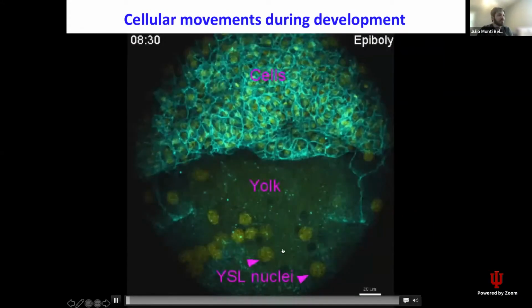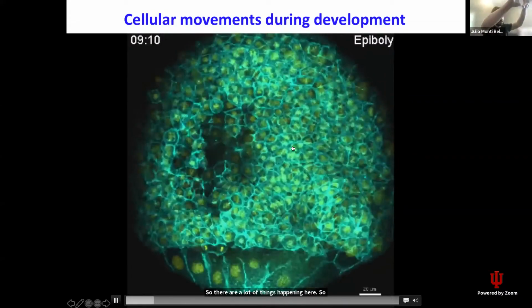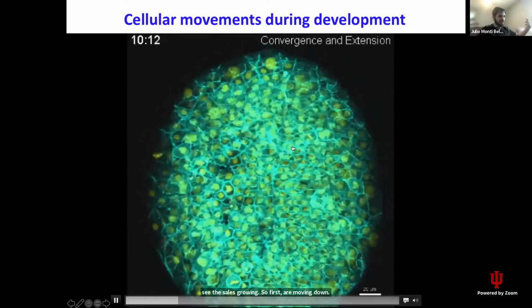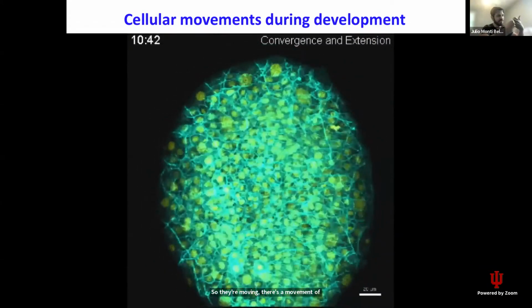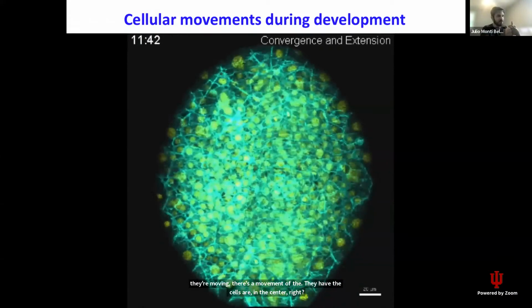Okay, so there are a lot of things happening here. So first, you see the cells growing. So first, cells are moving down. So there's a movement of the cells. Then the cells seem to be converging in the center, right? Now they're moving towards the center. And all during this, they're all dividing.